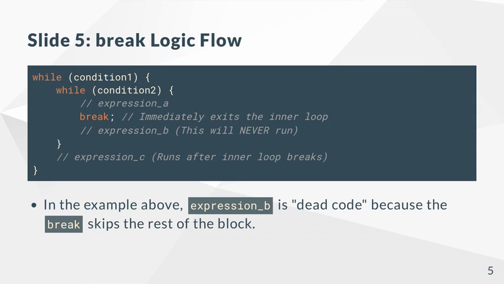In this diagram, we see two nested loops. If a break is triggered inside the inner loop, the program immediately stops running that inner loop and moves to the next line of code at the same indentation level. It won't even go back up to recheck condition 2. This means any code placed directly after a break within the same block, labeled here as expression B, becomes dead code because it will never be evaluated.